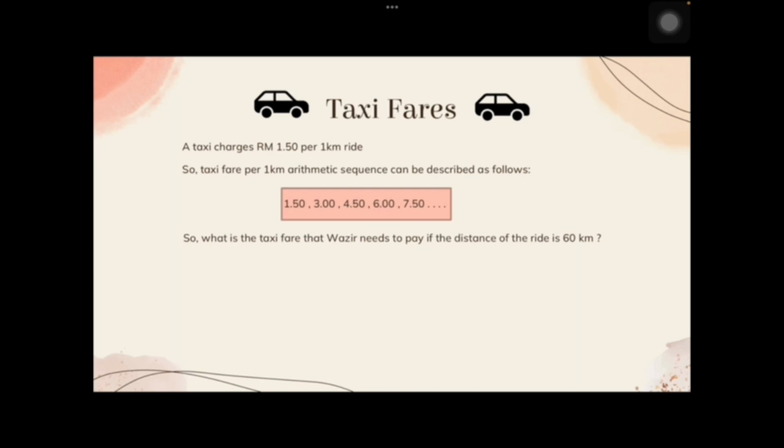So the first step is we have to analyze what is our first term, the term that we want to find, and the common difference. So the first term is 1.5, the term we want to find is 60, and the common difference is RM1.50. So we can use the term formula, which is a plus (n minus 1)d, and we just substitute our terms into the formula. And then we get 90 for the 60th term. So the taxi fare that Wazir needs to pay is RM90.